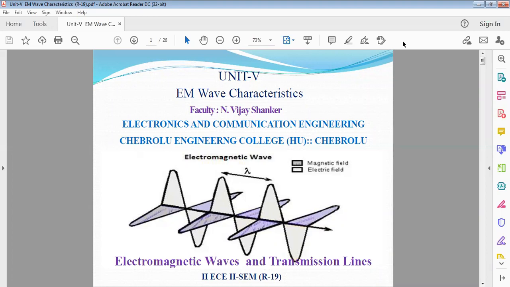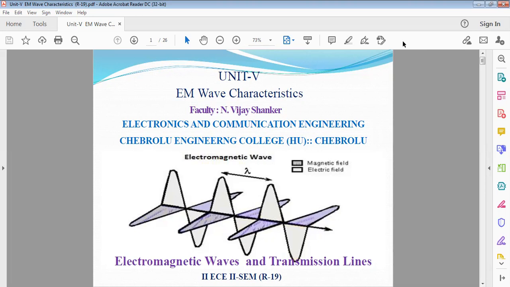Today, we are going to discuss the wave equations in phasor form and the uniform plane wave in a perfect dielectric, nothing but a lossless dielectric, and a lossy dielectric, and the uniform plane wave in a good conductor and the practical dielectrics. So, the different uniform plane waves for the perfect dielectric, perfect conductor, practical dielectric, and the lossy dielectrics.